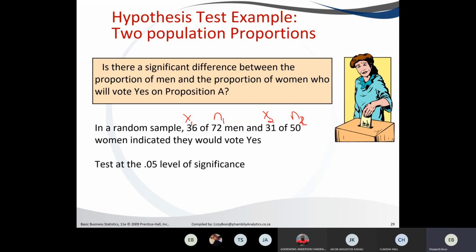If we need to test this at a 5% level of significance, now we need to test it at the 5% level of significance. What I need to also say is when we do the critical value, we're going to be using the Z critical table, which is the cumulative standardized normal distribution table. But we will get to it just now.